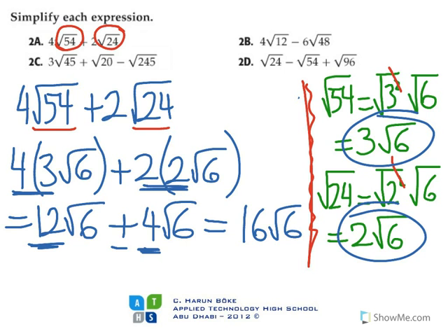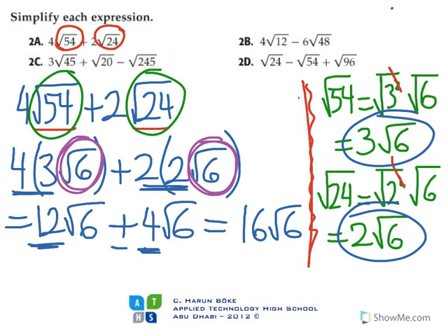Now the idea is this. First, you have to simplify the square root expression given in the question, so that you will get the same simple expression, which in our case is root 6. So since we have the same expression, we can add the coefficients. So it is 12 plus 4, which is 16. So the answer will be 16 times square root of 6.